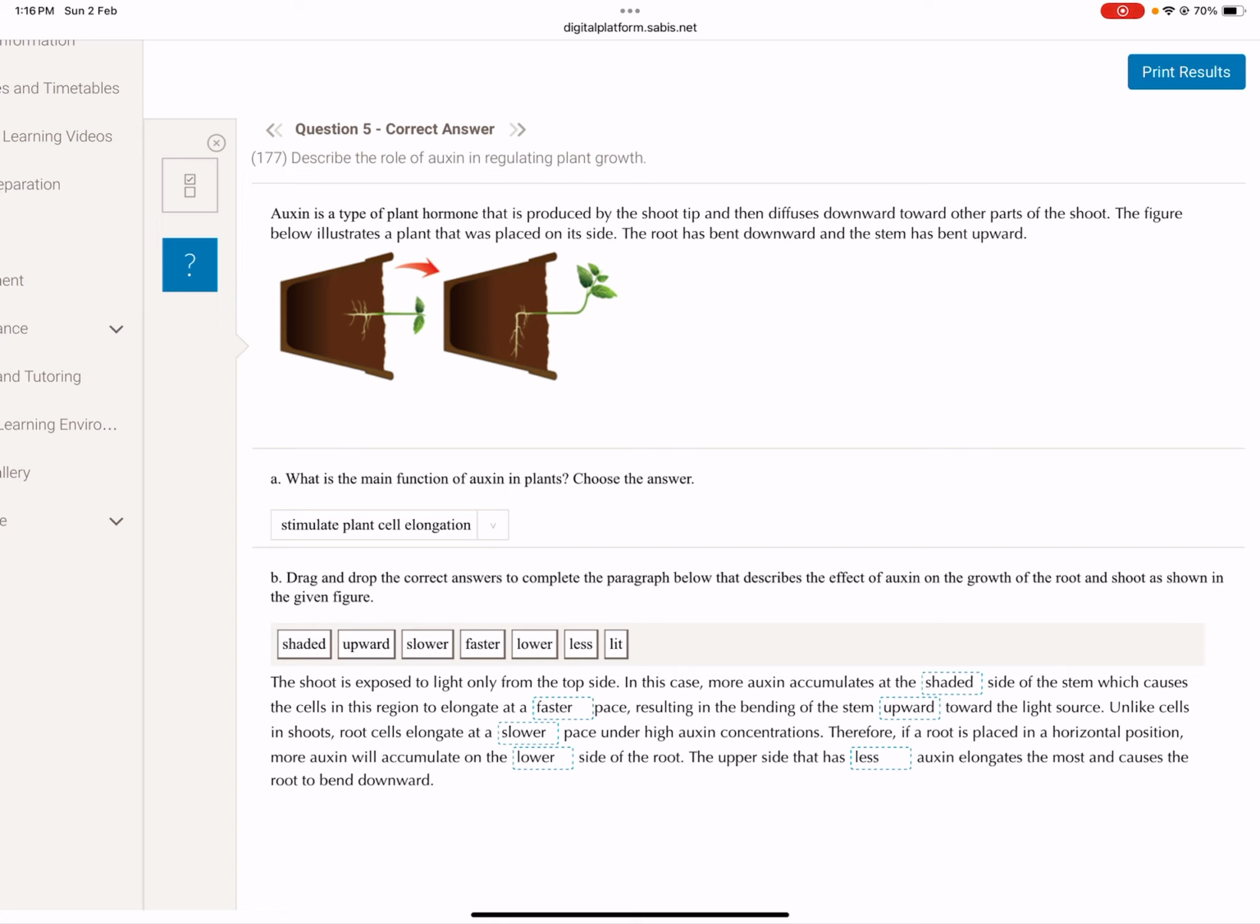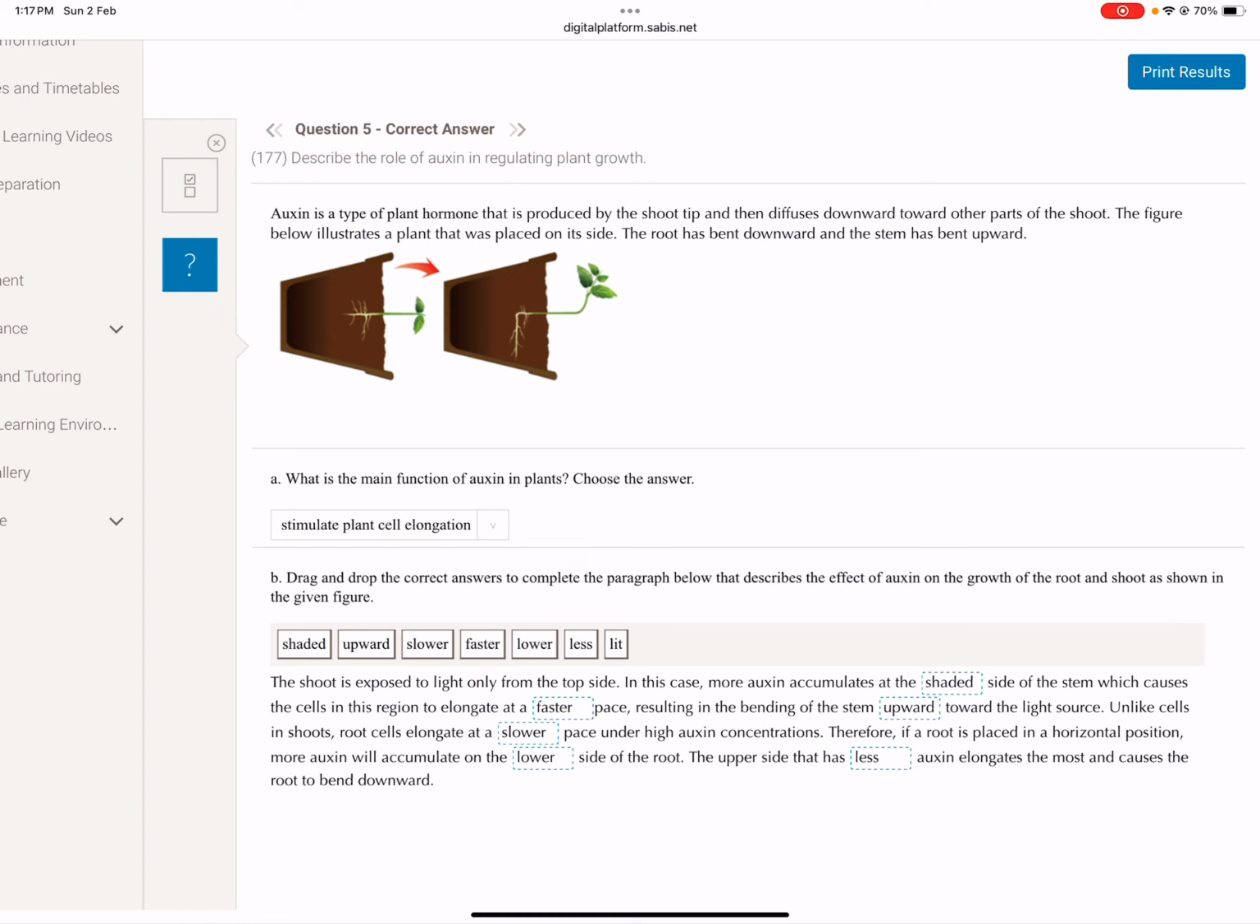Now, in the root, cells elongate at a slower pace under high auxin concentrations. This is important to note. So, auxin at a high concentration will allow the stem to grow fast, while at a high concentration it will cause the roots to elongate at a slower pace. Okay? And that's why more auxin will accumulate on the lower side of the root. The upper side that has less auxin elongates the most and causes the root to bend downward.